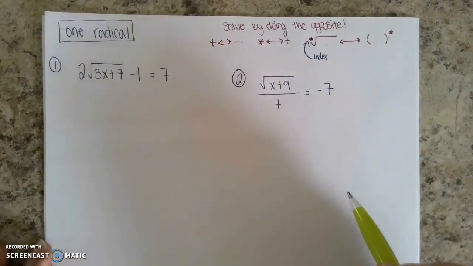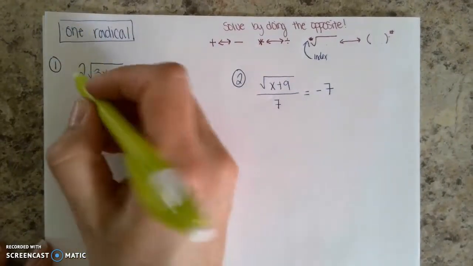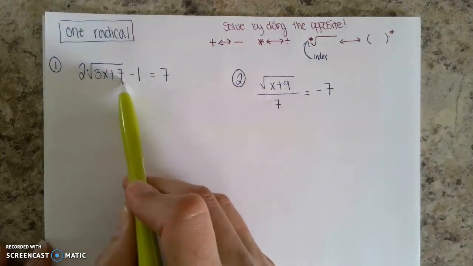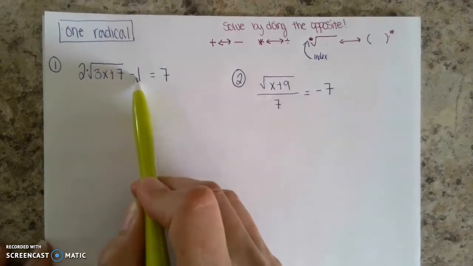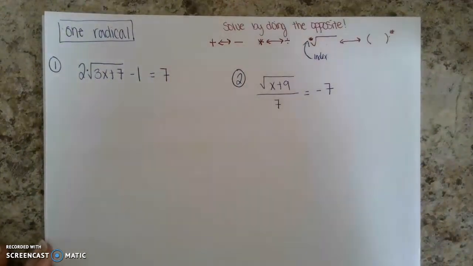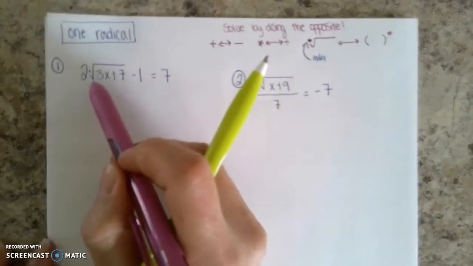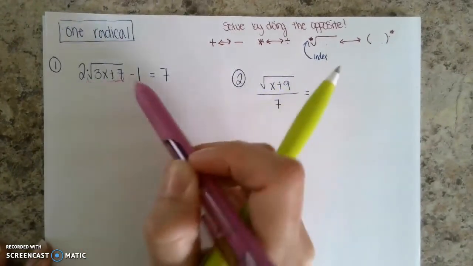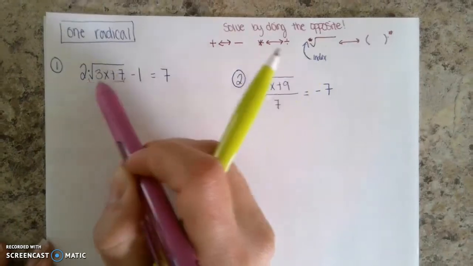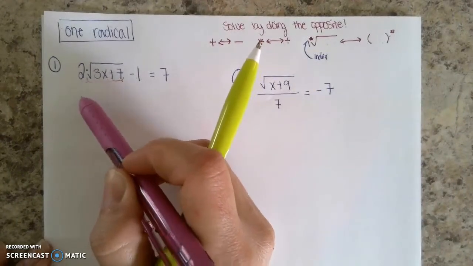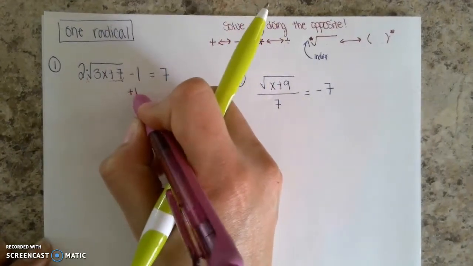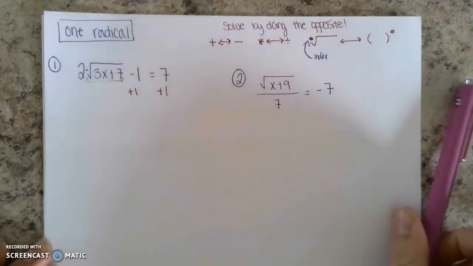So let's go ahead and look at this first one. We've got 2 times the cube root of 3x plus 7, and then this minus 1 is on the outside, equal to 7. All right, I want to get this radical right here by itself. So this minus 1 and this 2, we want to move away from that first. So I'm going to do that first by adding 1 to both sides.